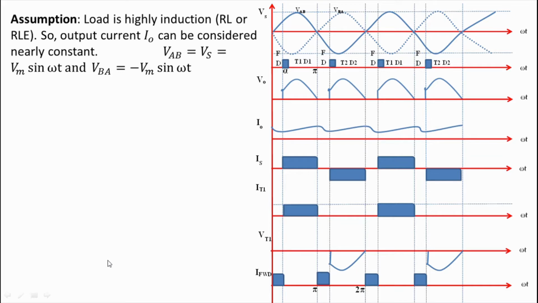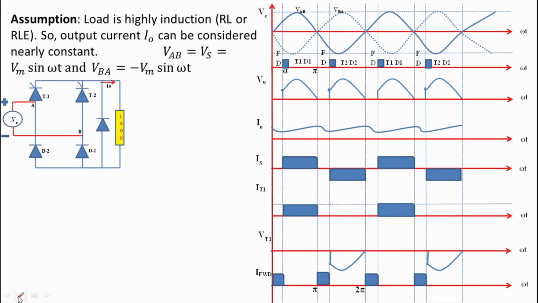See this rectifier circuit. Here there are two thyristors and two diodes. The freewheeling diode is connected parallel to the load. Vs is the source voltage which is applied between points A and B. Vs is equal to VAB and that is equal to Vm sin omega t. Now we will see the operation of this circuit in three angular modes. First we will see the operation from alpha to pi, then from pi to pi plus alpha, then from pi plus alpha to 2 pi.